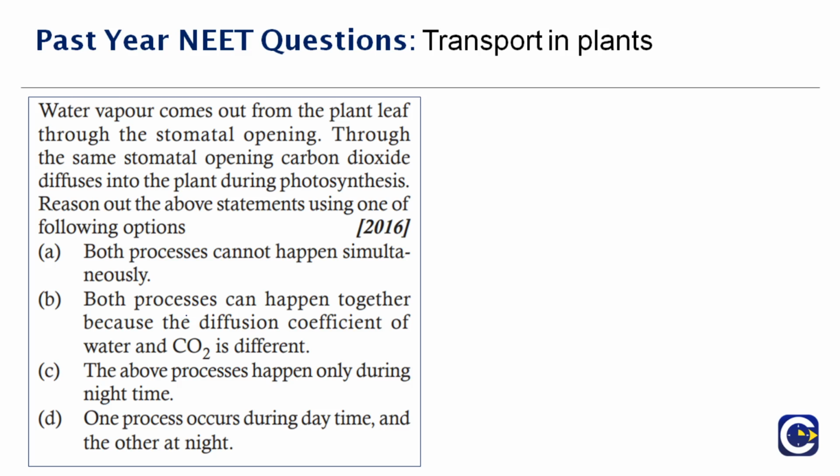Read the question here. Water vapors come out from the plant leaf through the stomatal opening. Yes, we all know that. That is why plants which have low water concentration, especially the plants which survive in hot areas, their stomata will be condensed. So water vapor comes out from the plant leaf through the stomatal opening. Through the same stomatal opening, carbon dioxide diffuses into the plant during photosynthesis. Reason out the above statements using one of the following options.